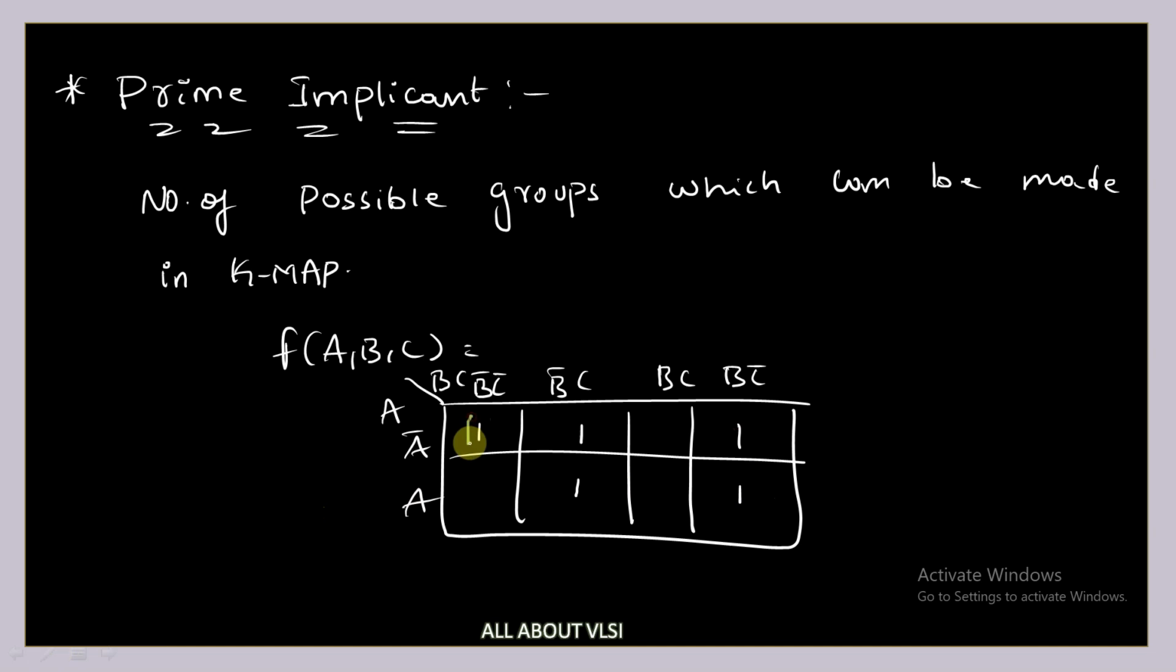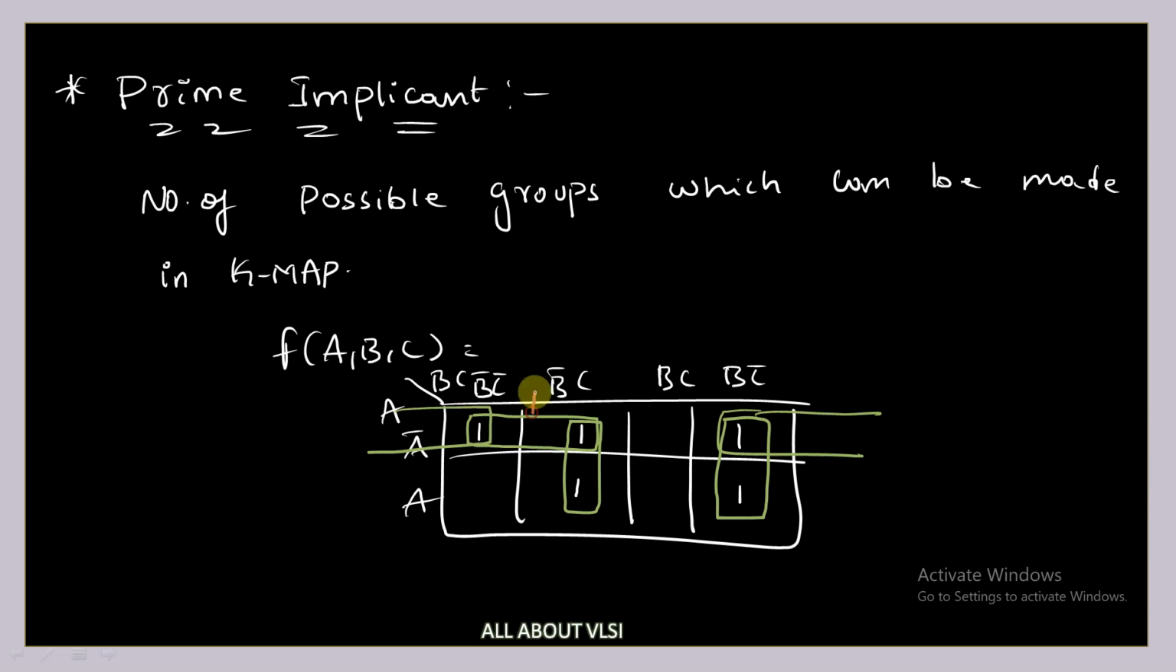So this is one prime implicant which is possible. And this is one more, followed by this one. And if you observe the adjacent ones also, this grouping is also present. So these are my prime implicants. So how many prime implicants are there here?